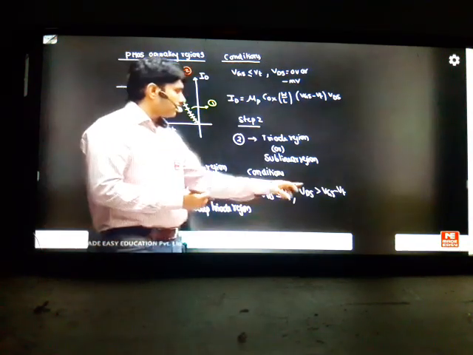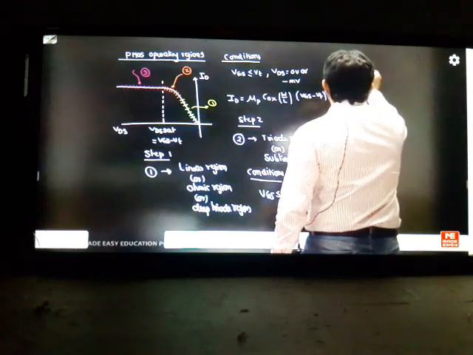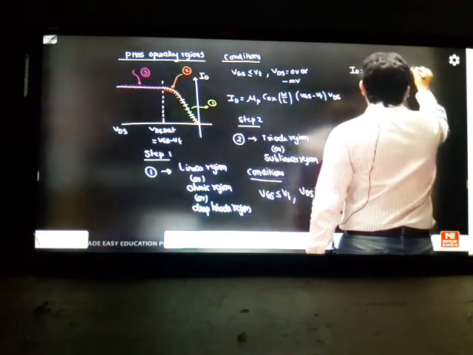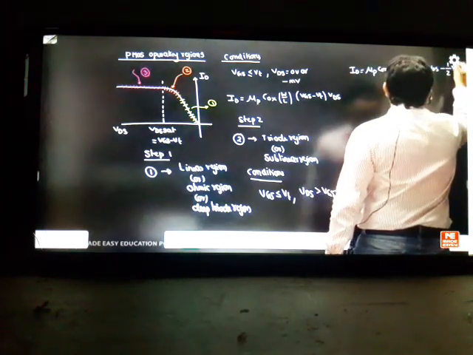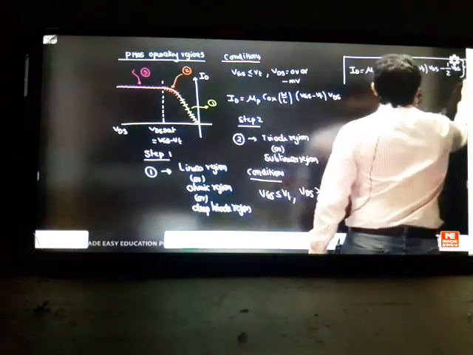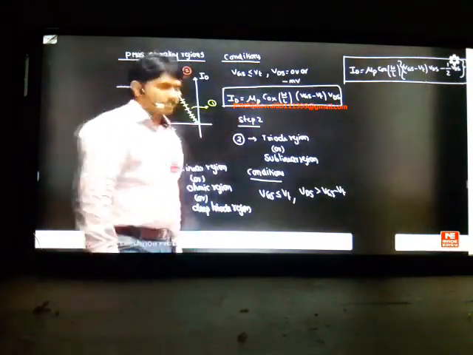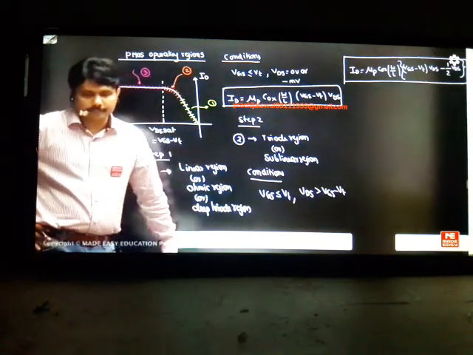Okay, so this is less, this should be greater. Therefore, the current relation here is ID equals UP Cox W by L into (VGS minus VT) into VDS minus half into VDS square. So this is your equation. Keep these results in brackets. All are similar equations, no need of any tension. The only thing that changes in the MOSFETs is the sign; the remaining things are the same.